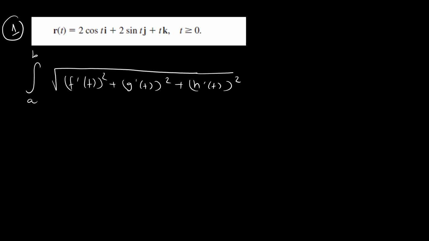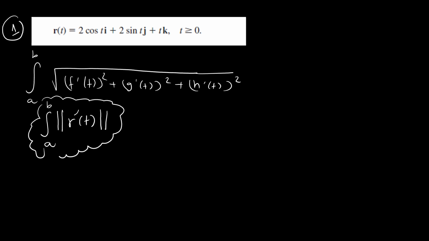What did we do first? We had r of t given. We took the derivative of it, and then took the magnitude of it, and at the end integrated from a to b, the interval given. So this is simply the formula. You can memorize it this way or that way, whichever you want. It gives you the same thing, but I find writing it this way looks much neater.